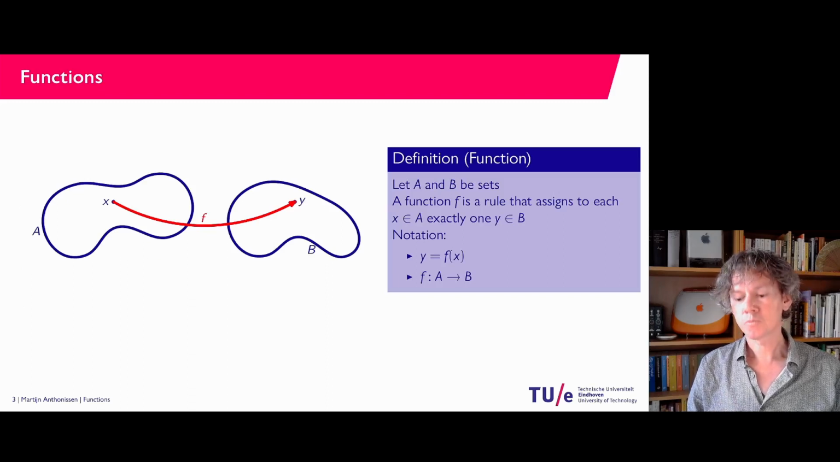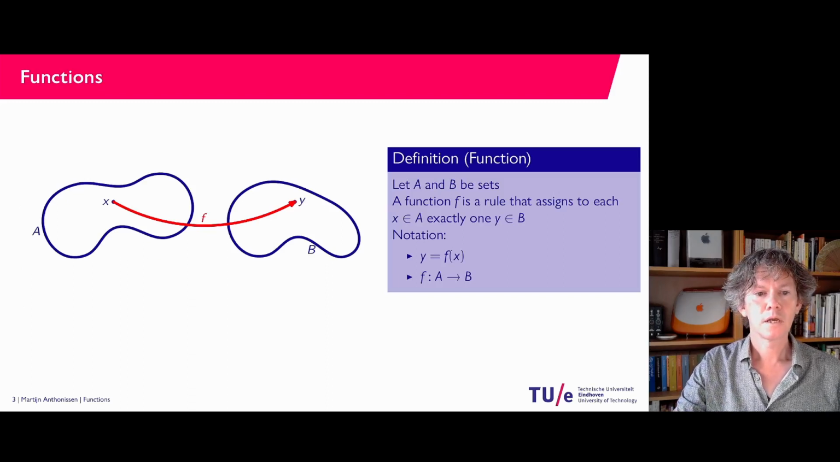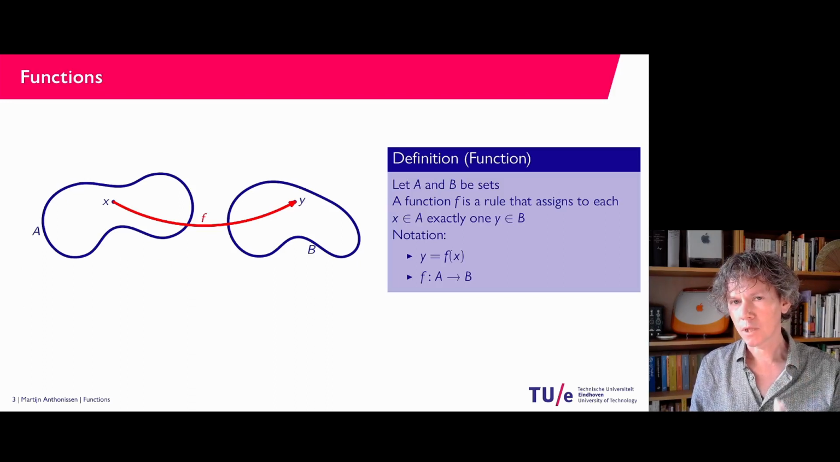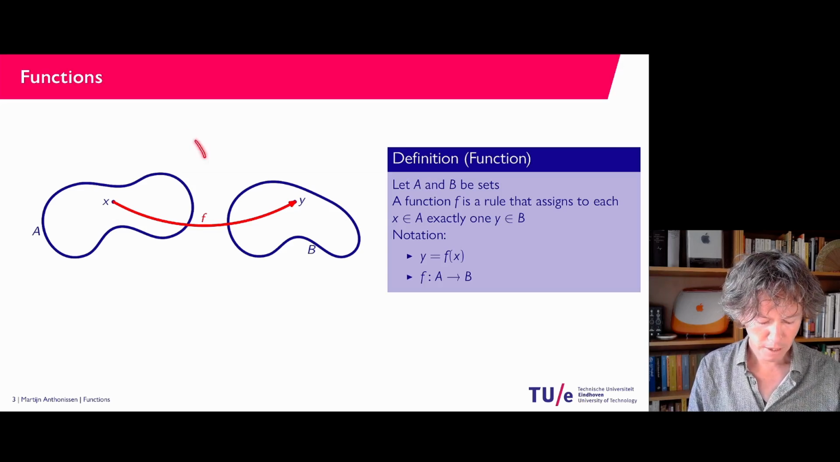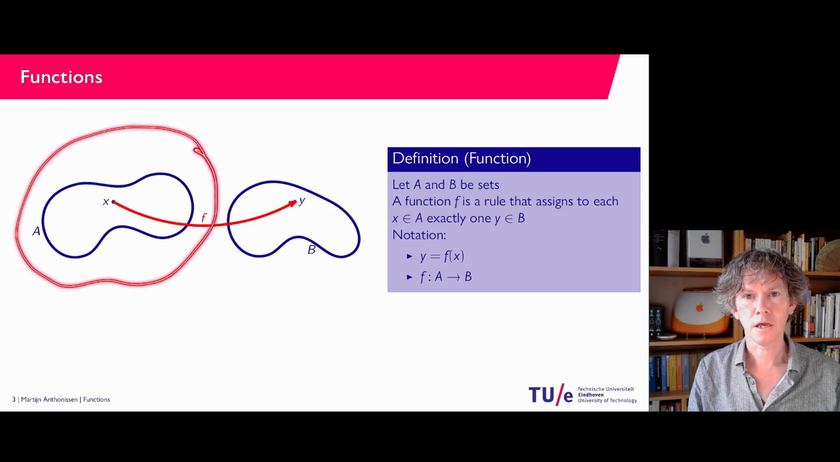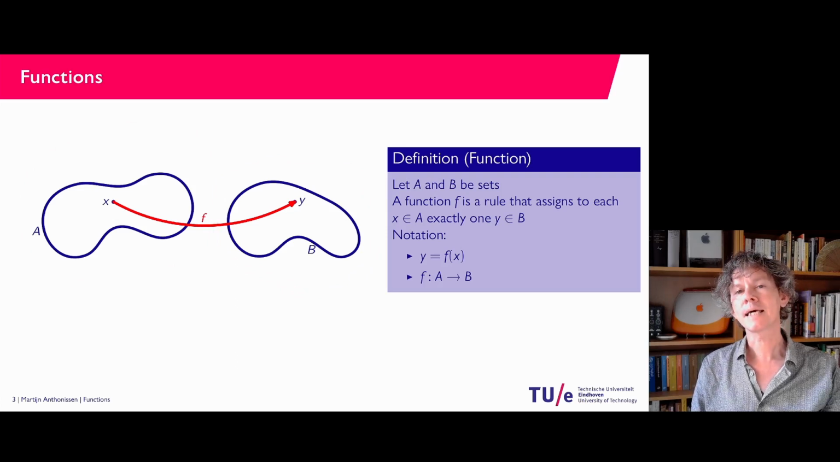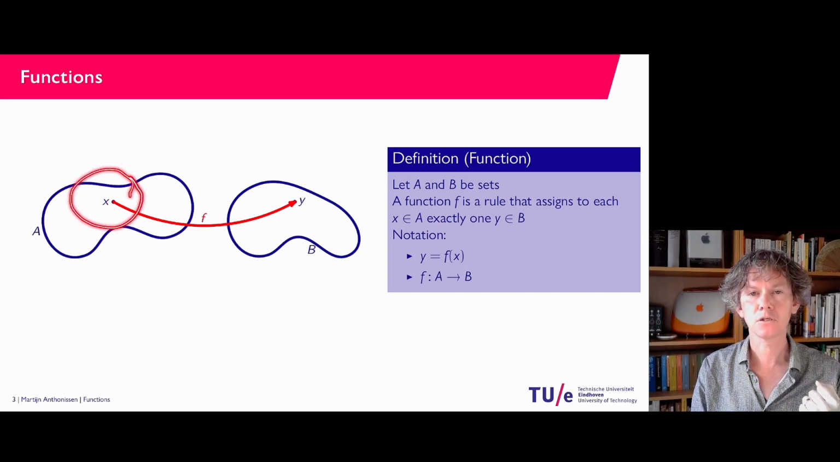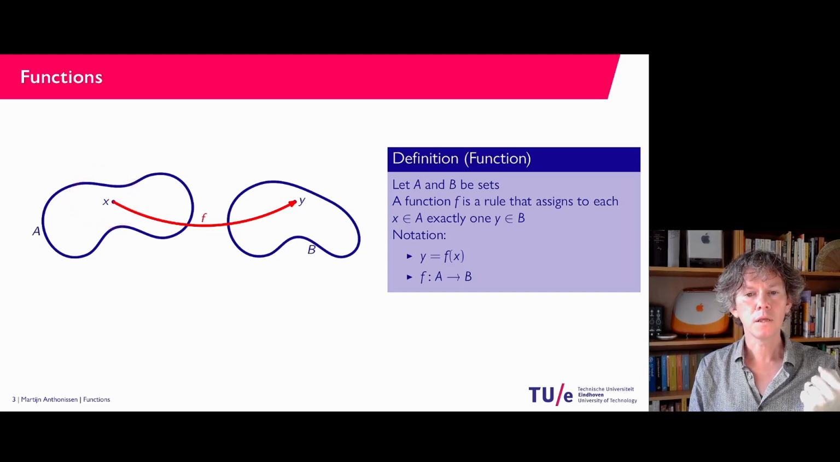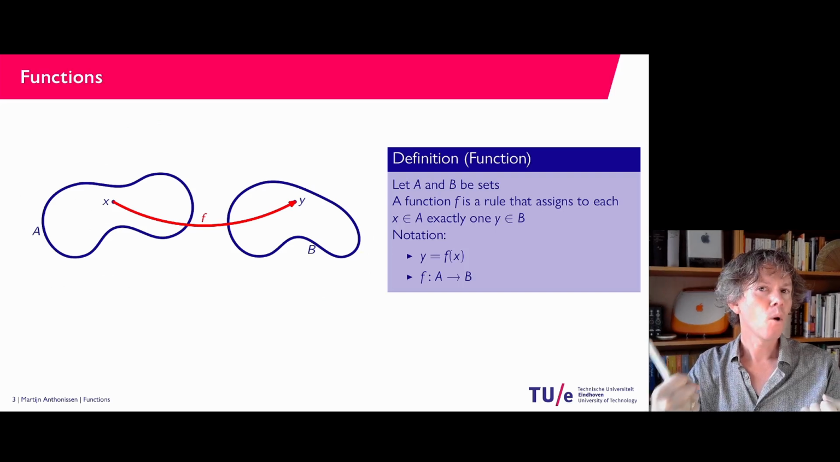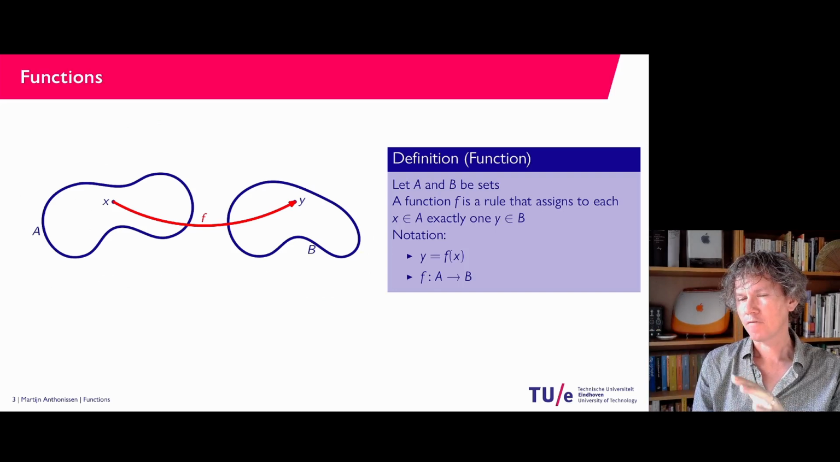Very generally speaking, a function is basically a relationship, a rule. We take a set A and a set B, and if we pick an element x in the set A, as I've drawn here, then we assign exactly one y from the set B to that. Now this is very abstract and very general.